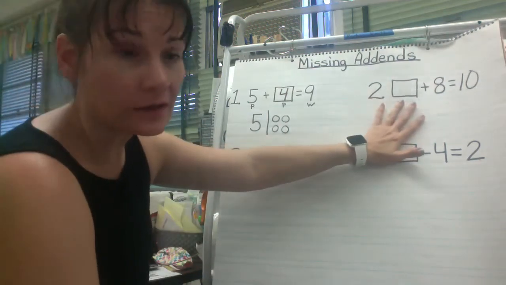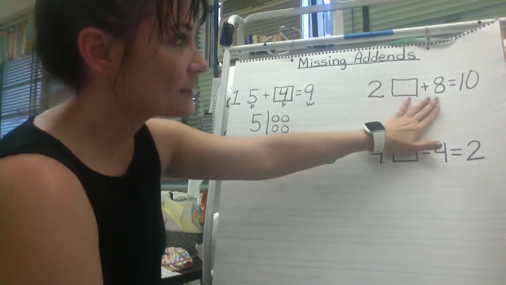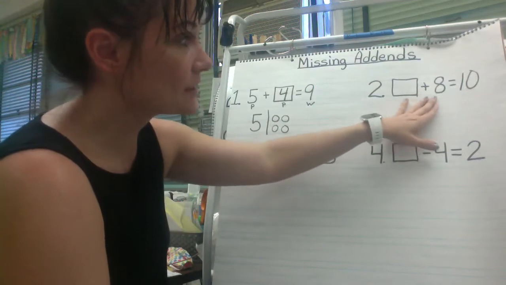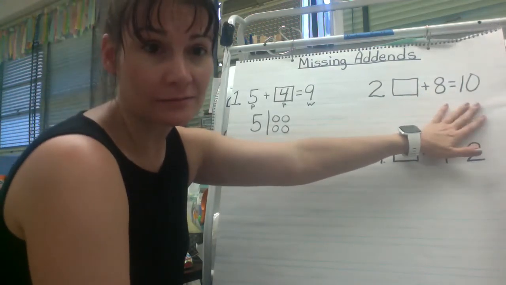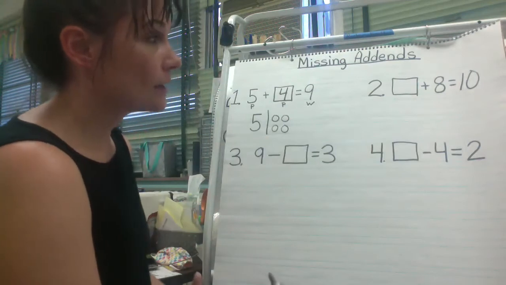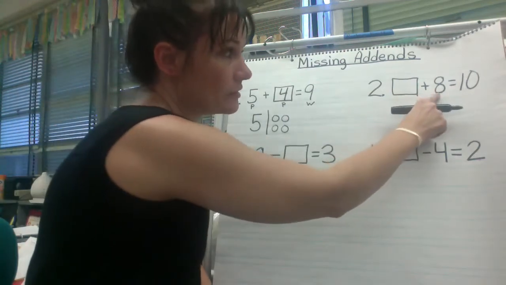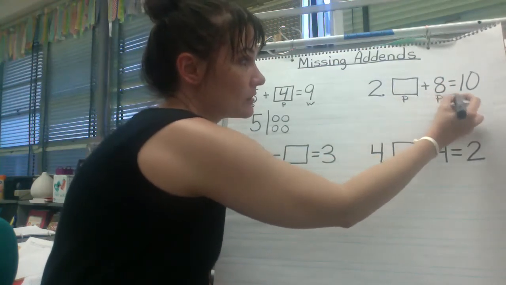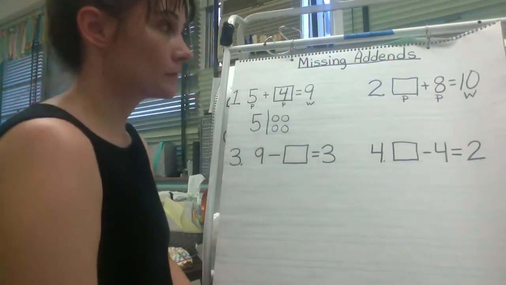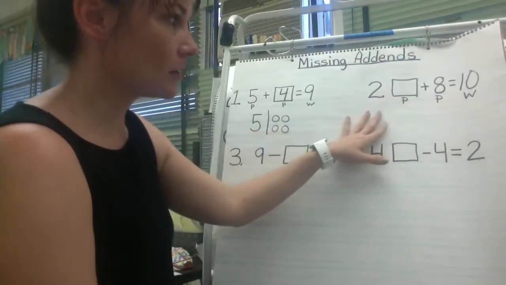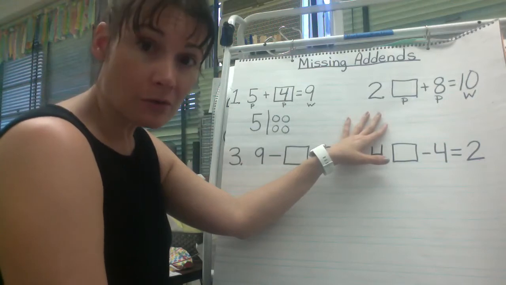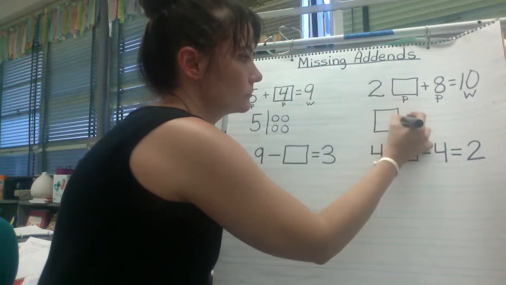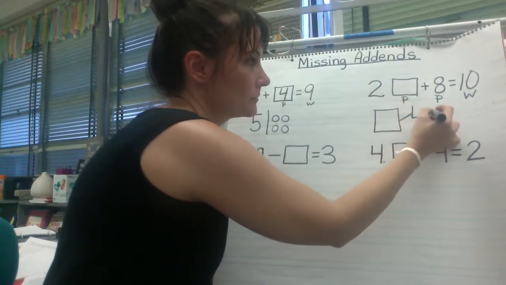Oh, for this one, something plus 8 equals 10. Something plus 8 equals 10. Well, I know that I put my two parts together to get my whole. So I know this is a part, and this is my whole. Well, since I'm using this model, I'm going to use a part-whole to help me solve. Actually, I'm going to use a number bond.